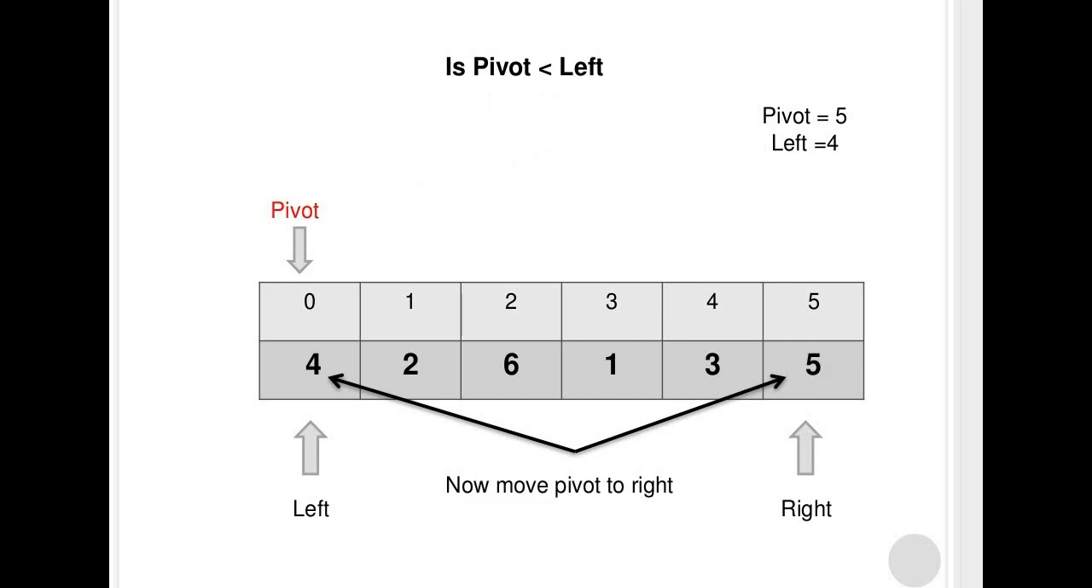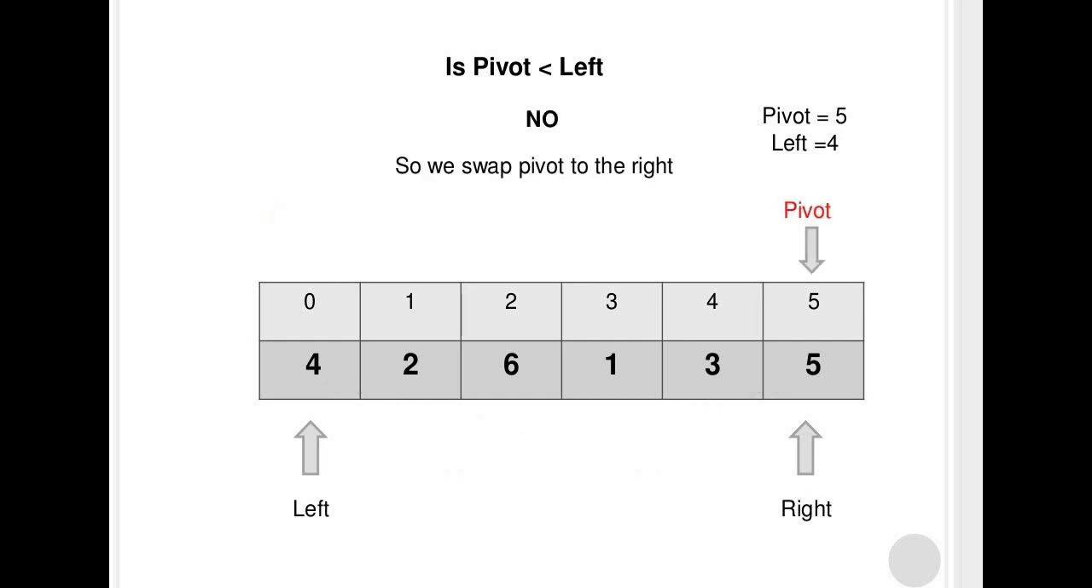Now we will check the elements from the list, that is 4, 2, 6, 1, 3 and 5. As I have told you, first we are moving from right to left, and then if we swap the number, we stop on that side and move from left to right. So again, after the swapping, you have to check the numbers and we swap the pivot to the right.